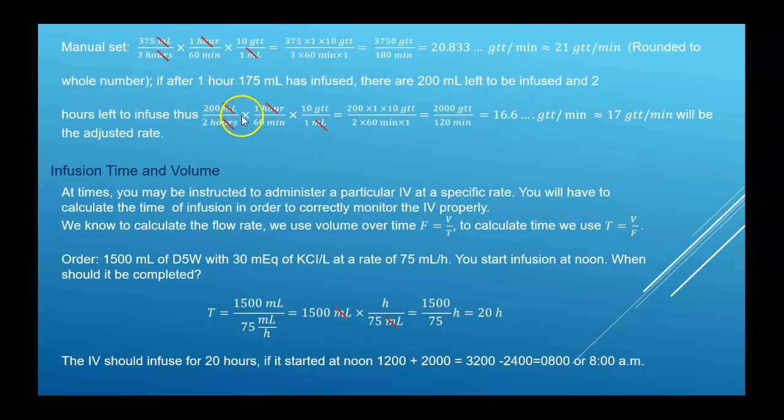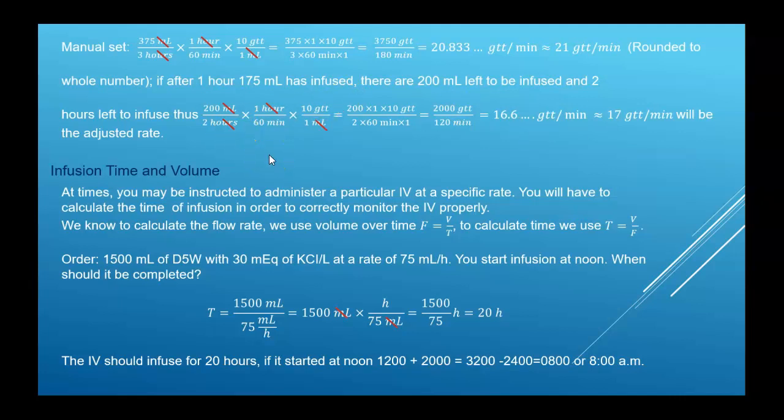So let's recalculate our new tubing set rate. 200 milliliters over 2 hours, convert your hours to minutes. Throw in your set size, and we have to regulate that down to 16.6, which is 17 drops per minute. So in both cases, the rate had to be adjusted.